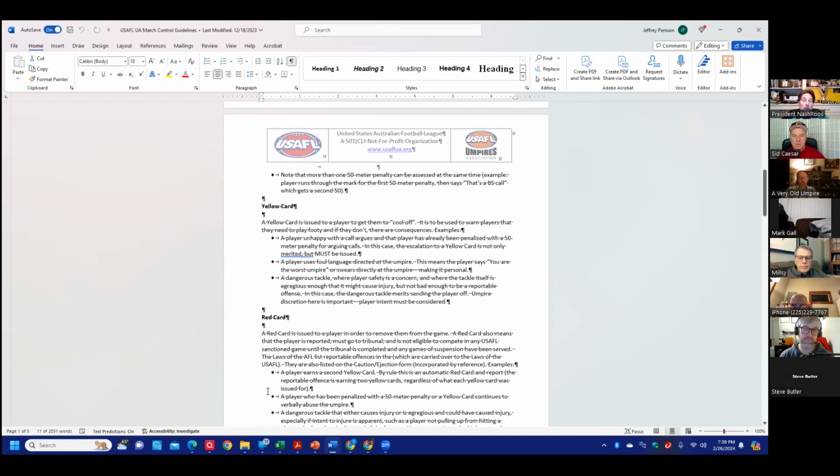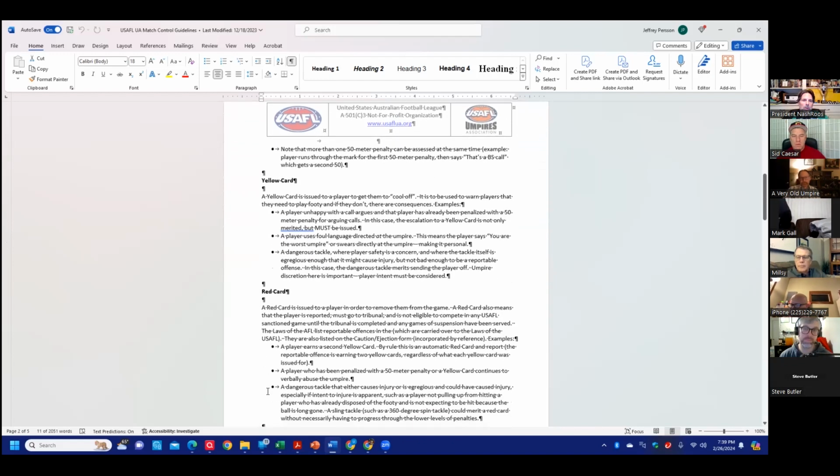Let's move on to the cards. You can go through these a little bit quicker. So now we're getting into the more serious aspect of your toolkit. Red and yellow cards. Do not take the field without red and yellow cards, period. You must have those as a field umpire. Goal umpires are not allowed to issue cards, but they are allowed to issue reports. We'll talk about that separately for the goal umpires.